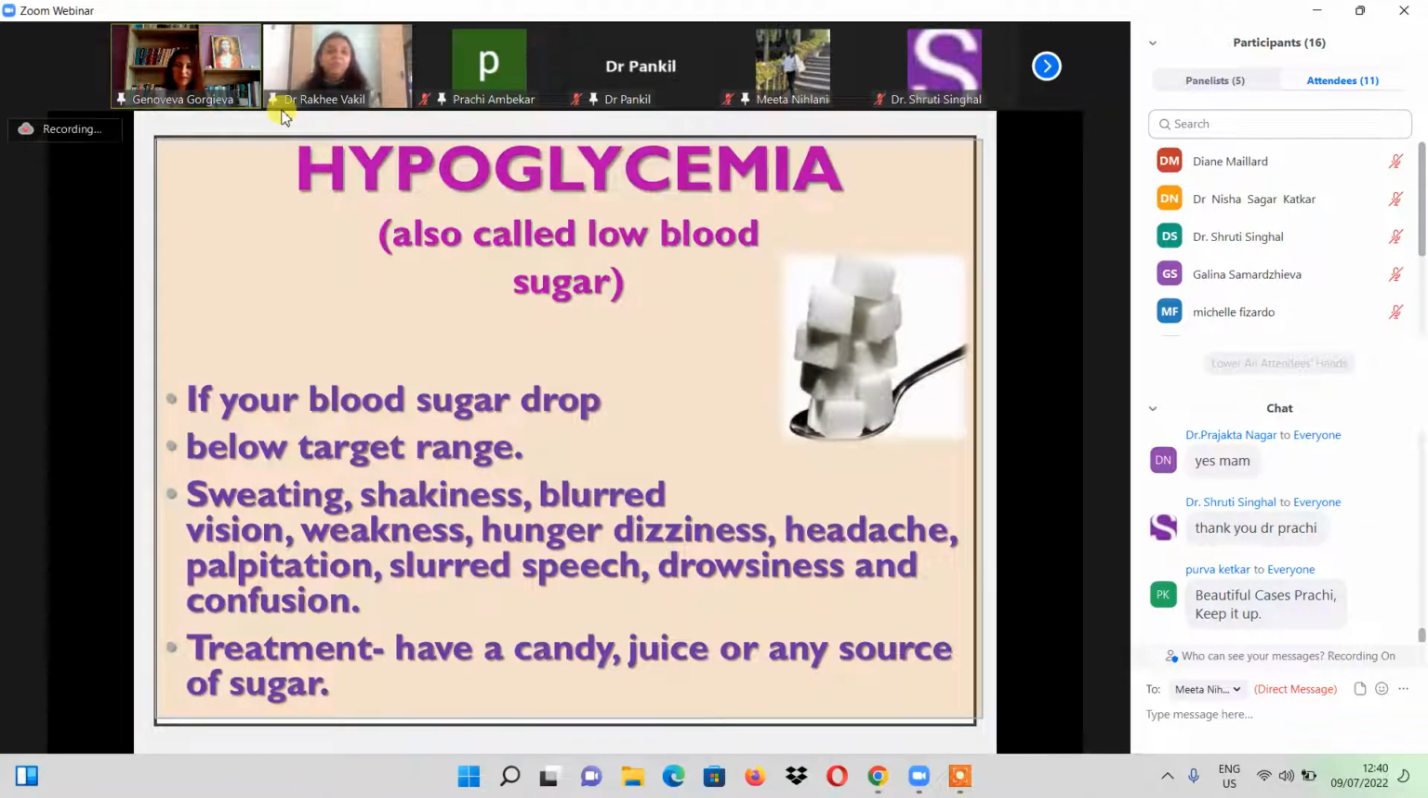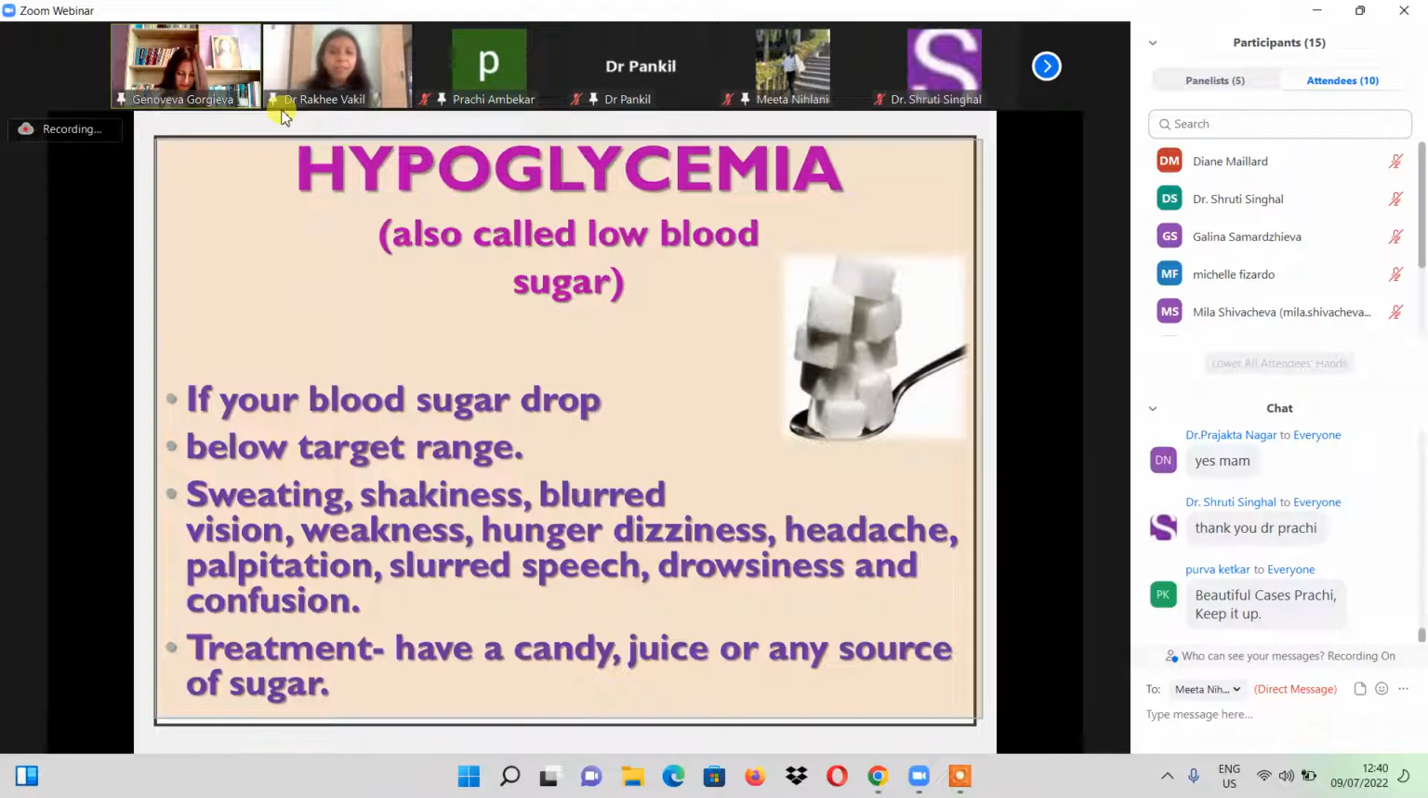Hypoglycemia, also called low blood sugar. If your blood sugar drops below target range: sweating, shakiness, blurry vision, weakness, hunger, dizziness, headache, palpitations, slurred speech, drowsiness, and confusion. Treatment: have a candy, juice, or any source of sugar.